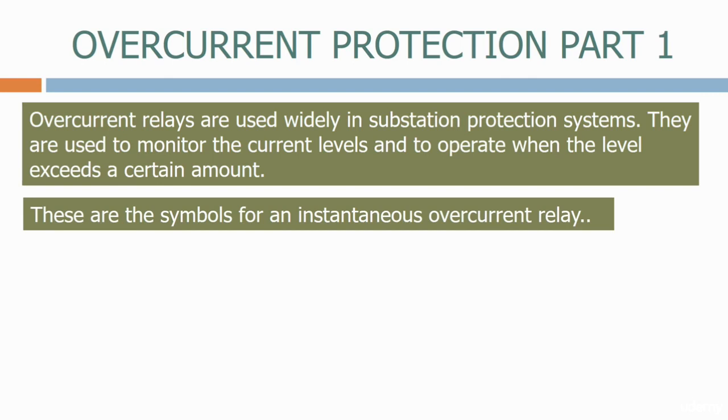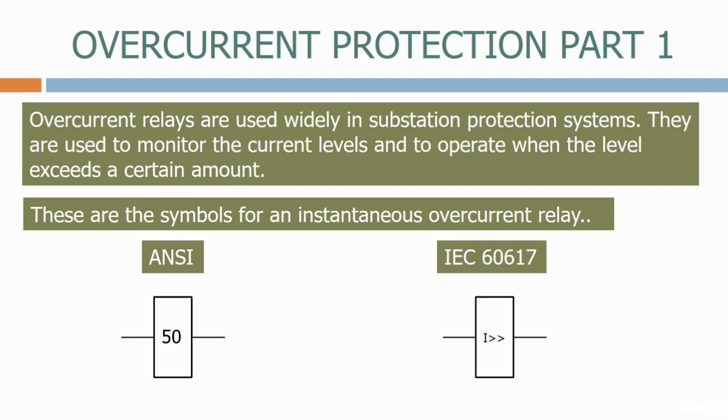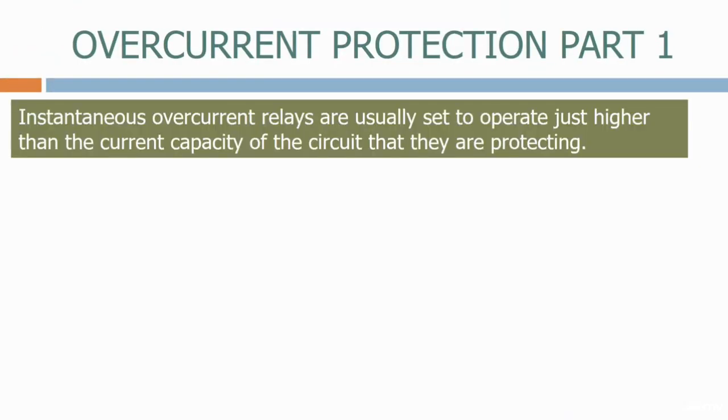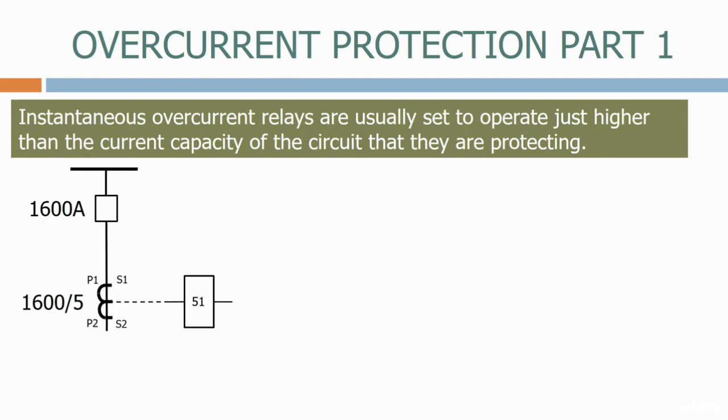These are the symbols for an instantaneous overcurrent relay. We have the ANSI symbol and the IEC symbol. Instantaneous overcurrent relays are usually set to operate just higher than the current capacity of the circuit that they are protecting. Here we have a typical feeder with a circuit breaker rated at 1600 amps and a 1600 to 5 CT. As usual, P1 faces the circuit breaker.